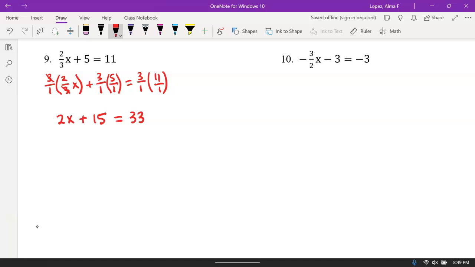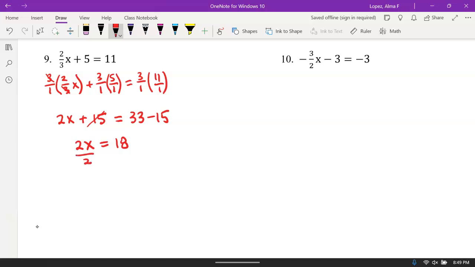Now, I want to get the x's all by themselves on the left. That's the whole idea behind this solving. So I'm going to move the 15 over to the other side. Anything that is added or subtracted onto your x's, you move over. That's going to make that a negative 15 on the other side. 2x will be equal to 33 minus 15, which is 18. Feel free to stop the video if you want to slow that down and do it by hand real quick.